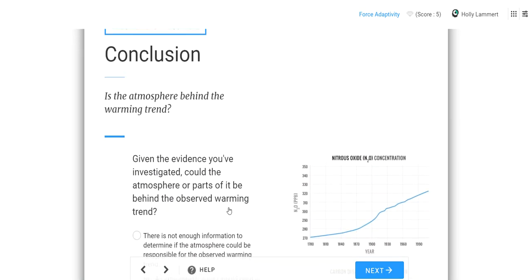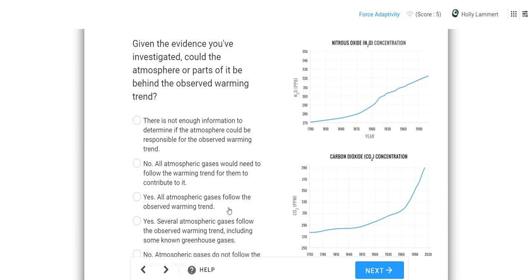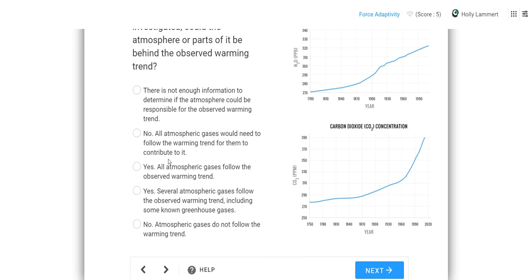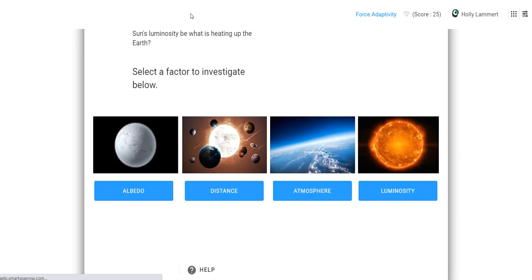Conclusion: is the atmosphere behind the warming trend? Given the evidence you've investigated, could the atmosphere or parts of it be behind the observed warming trend? And I would say yes, several atmospheric gases follow the observed warming trend, including some known greenhouse gases, like carbon dioxide and methane. I'm going to go ahead and take notes on that.